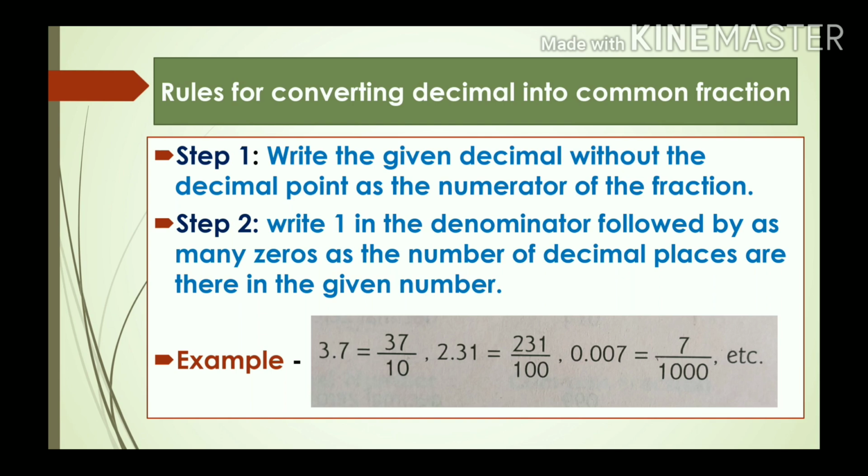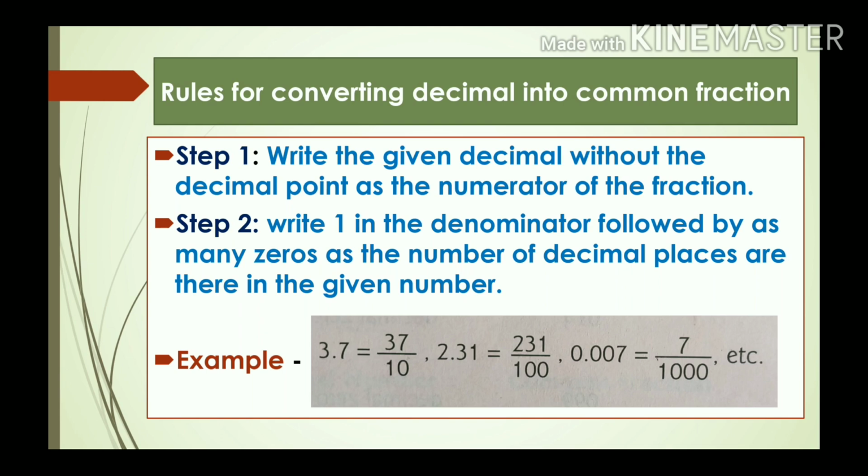Now in the second one, 2.31, here also first we have to write the number without the decimal point. So the number is 231, and after that in the denominator we have to write 1, and then we have to see how many decimal places the number has. So the number has 2 decimal places, so we have to put 2 zeros, which is 231 upon 100.